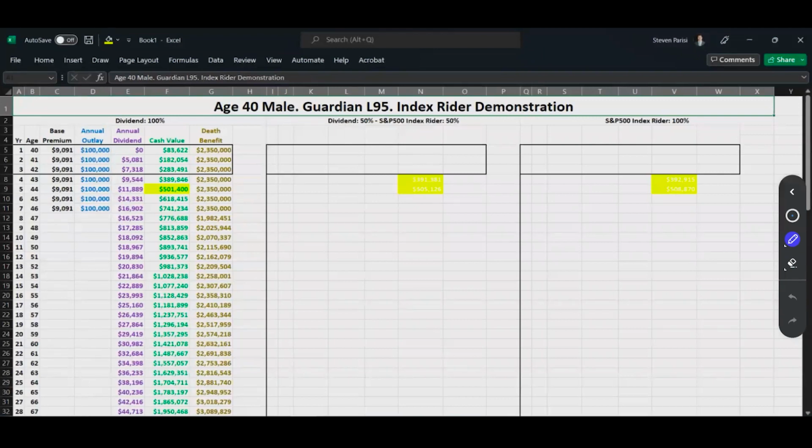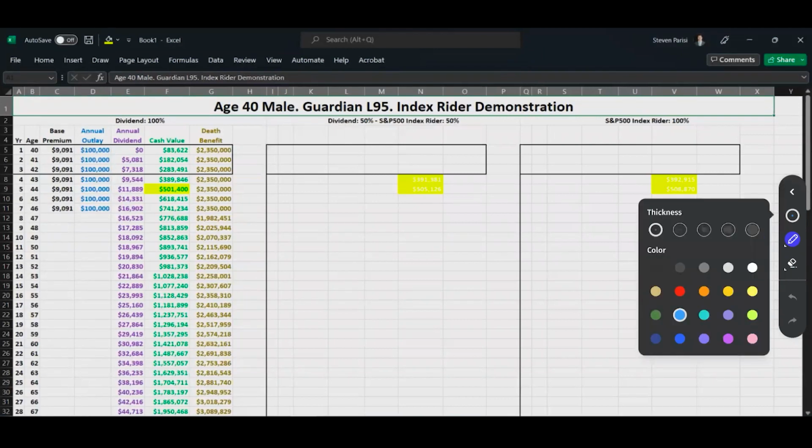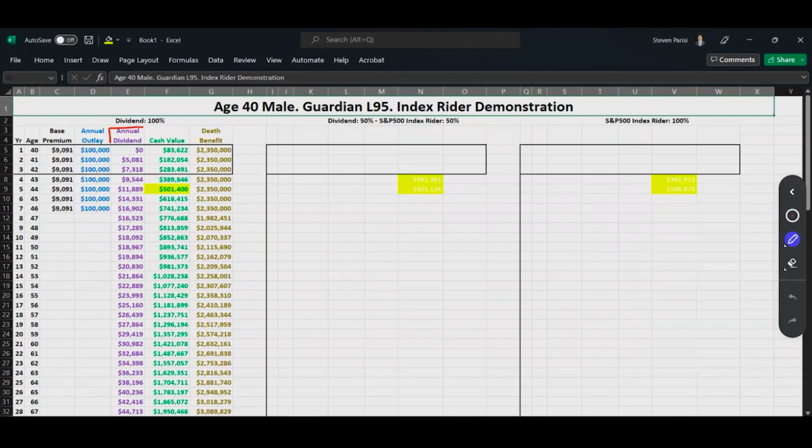This always helps me. So here we've got those illustrations we just looked at. We did include the annual dividend column as well, so you can see the impact on that. And option A is what most people are used to, 100% dividend. There's your base premium, there's your total annual outlay. First year, $100,000 goes in, you've got almost 84% right out of the gates. And this is Guardian's L95 product with their 10% PUA fee. And again, that 10% is gross. The cash value is your net value.